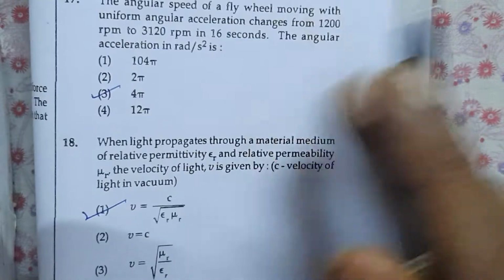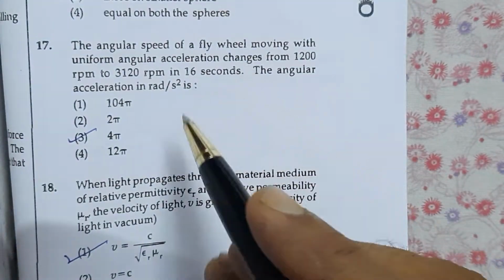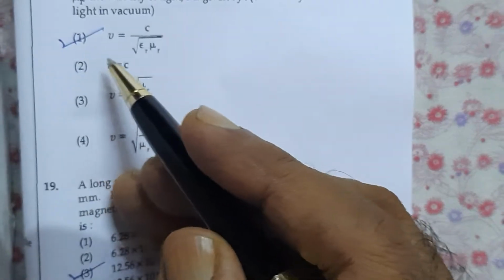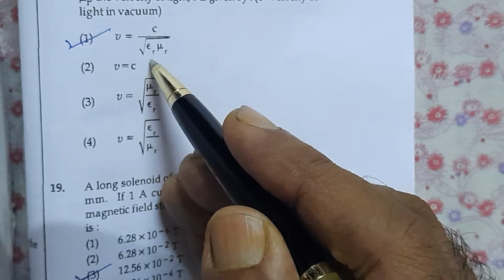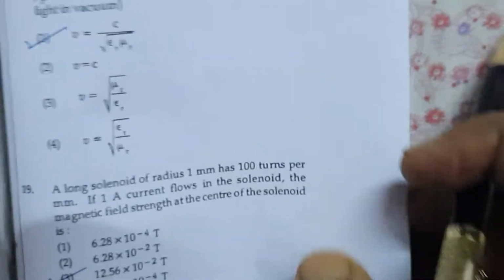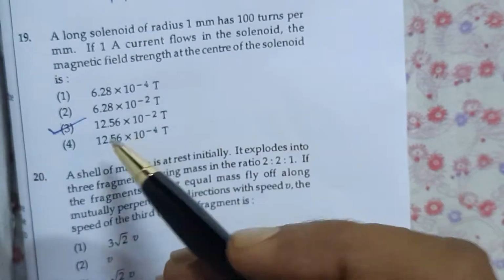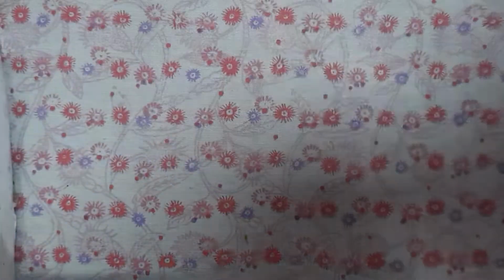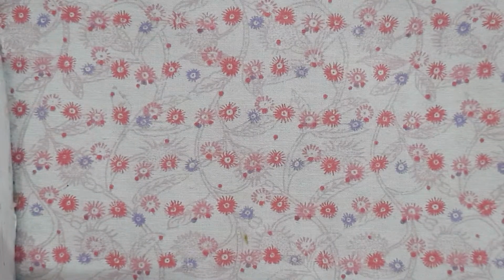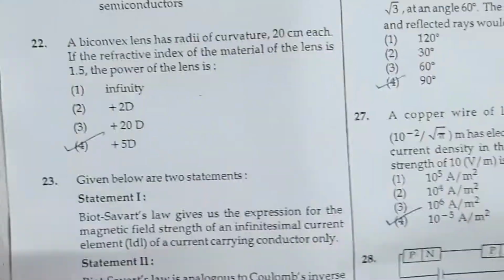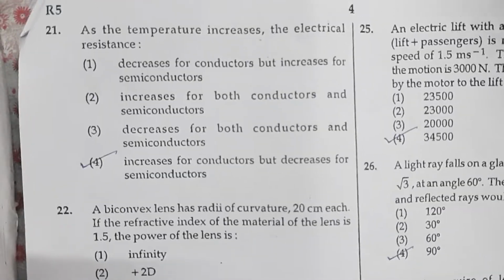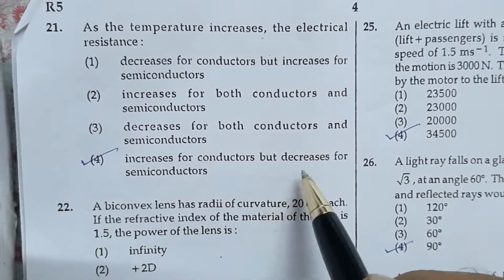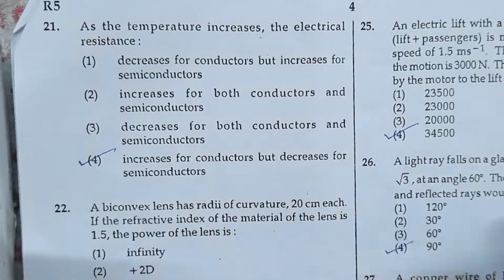For question number 17, the angular acceleration is 4 pi radian per second square. For question number 18, V equals C divided by root over of mu r epsilon r. So 1 is the correct choice. For question number 19, the correct choice is 3. For question number 20, the correct choice is 4. Now let us take question number 21. As temperature increases, the electrical resistance increases for conductors but decreases for semiconductors. So 4 is the correct choice.